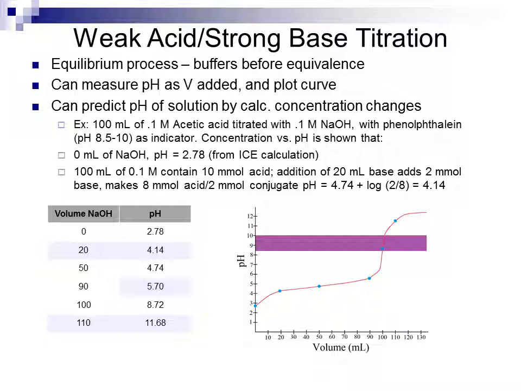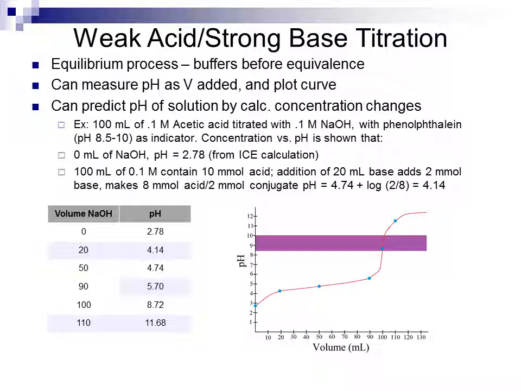You see that it goes up slightly, and then it begins to level off. The region where it's leveled off, from about a pH range of 4 to 5, is the buffering region for this. As we start to near the equivalence point at 100, it shoots up again.